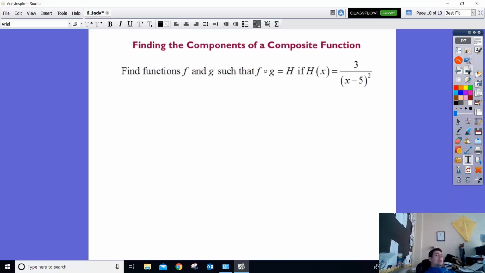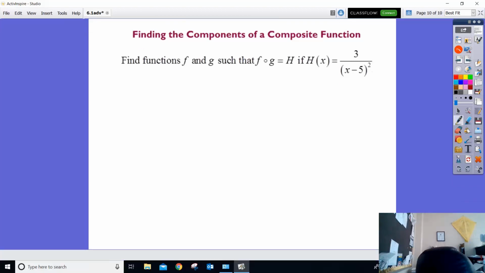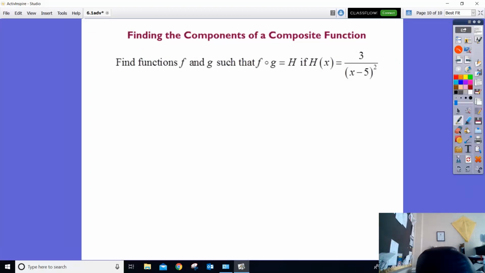Find functions f and g such that f composed with g is h, if h is 3 over x minus 5 to the second. I guess we will do it verbally. But what's having its action performed on it? What's the inside function here? g. Well, what's inside? x minus 5 what? It doesn't have to be squared. But g of x would be, I'd actually probably have calculated right, x minus 5 squared. f is the big picture, the master function. What's the big picture here? We take 3 and we divide it by something, right? 3 over x.